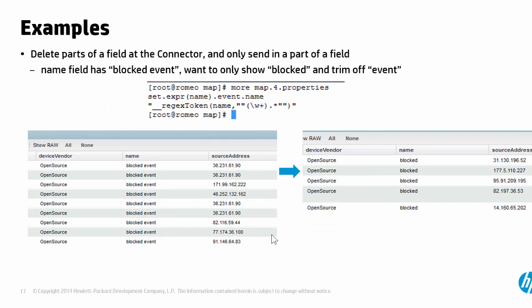In this case, we might want to delete parts of the field, for example. You can see here where the name in the event is blocked event, and what we're doing there is basically remapping it to just blocked. So we're basically deleting the second part of the token in event.name. So a pretty simple one, but it might be credit card numbers, it might be user names. You might just want the surname or something like that, as an example.